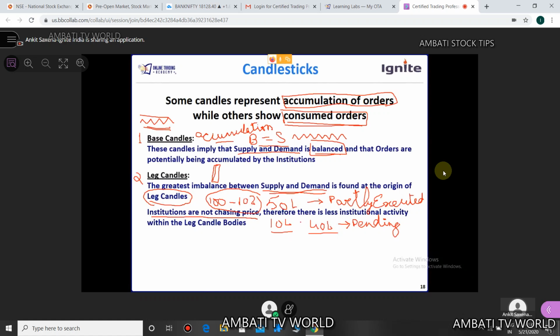So for the first 10 lakh quantity which is getting executed, the price will trade in a 100 to 102 rupee range, isn't it? Yes or no, everyone? Yes. And as soon as the sellers go to zero at this level, and still we have 40 lakh buyers available, what will happen to the price? The prices will shoot up.